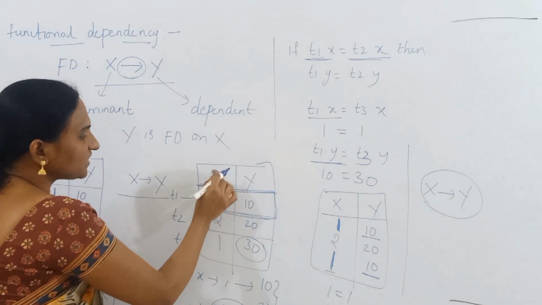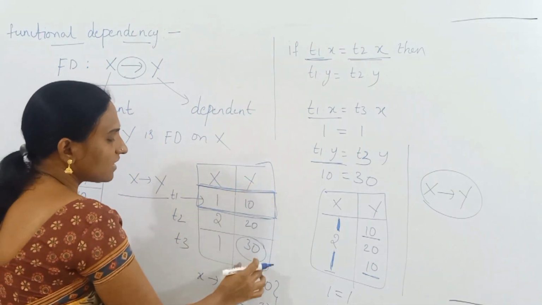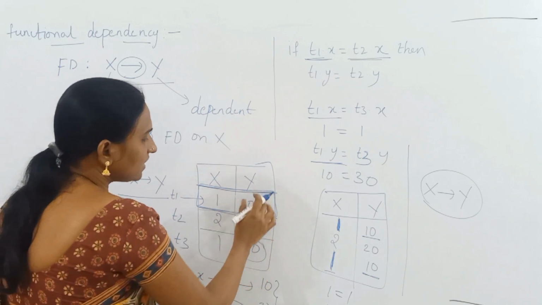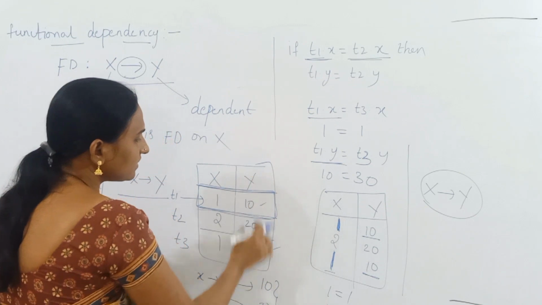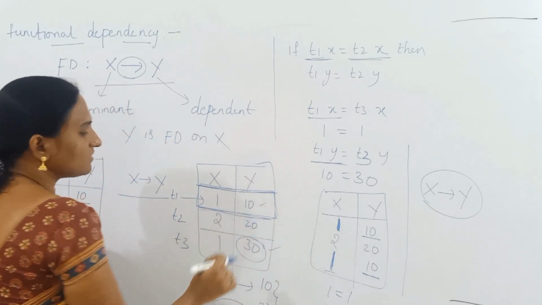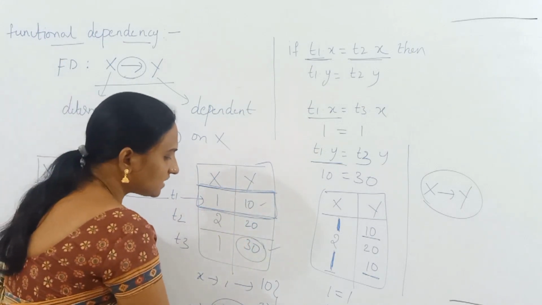But in this case, x values are repeated 2 times. 1 is repeated 2 times. But y values are not same. One of the y values is 10 and one of the y values is 30. So those y values are different values. So in this case, the functional dependency does not exist.